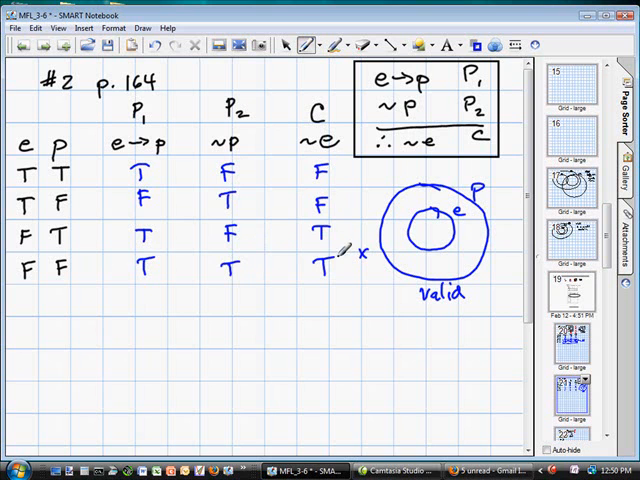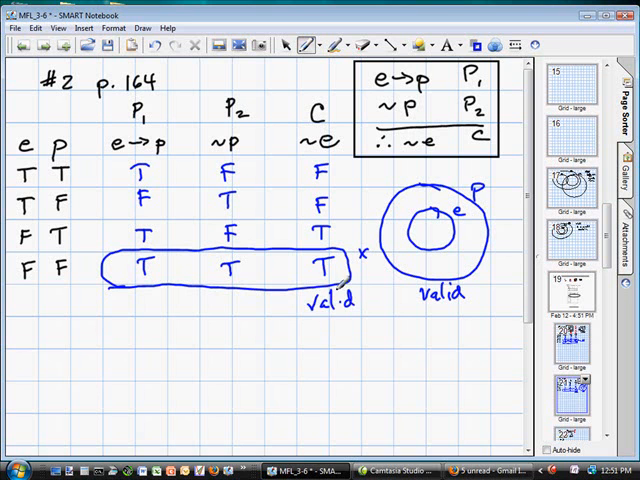Okay, now find all the rows where all the premises are true. Isn't there only one this time? And what about the conclusion? Sure, there are no false ones this time, therefore, you can do without the fanfare, but this one is valid. Yeah, go ahead, Josh.